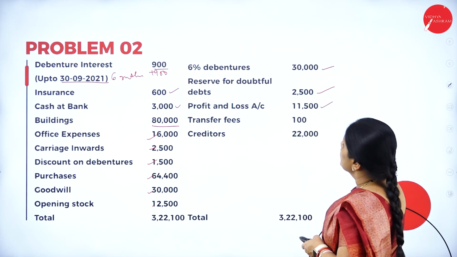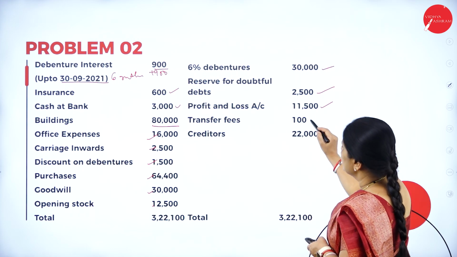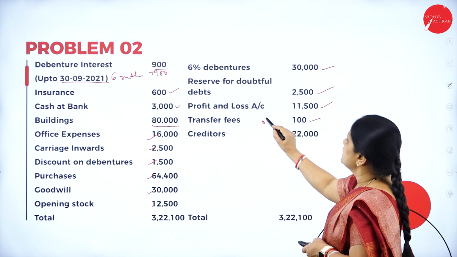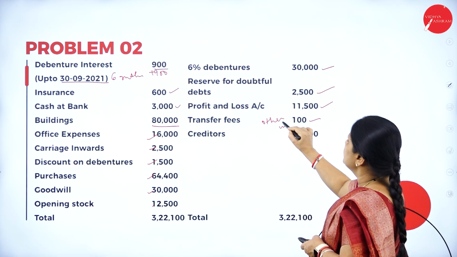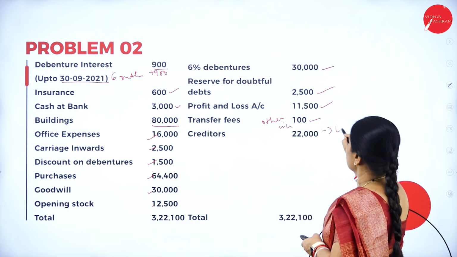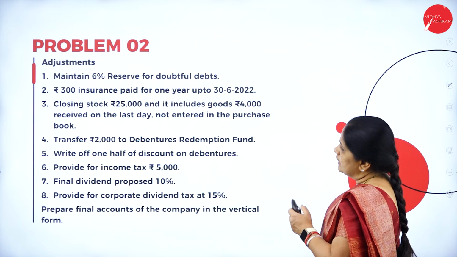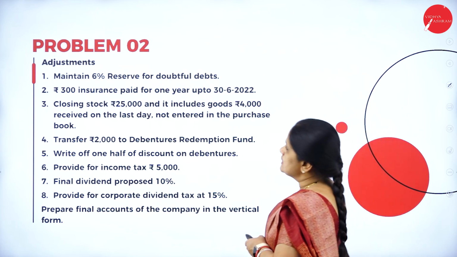So profit and loss account balance, this is of last year. Transfer fees, this comes under the heading other income. Then creditors, this is a liability. Next one, we have the adjustments here.